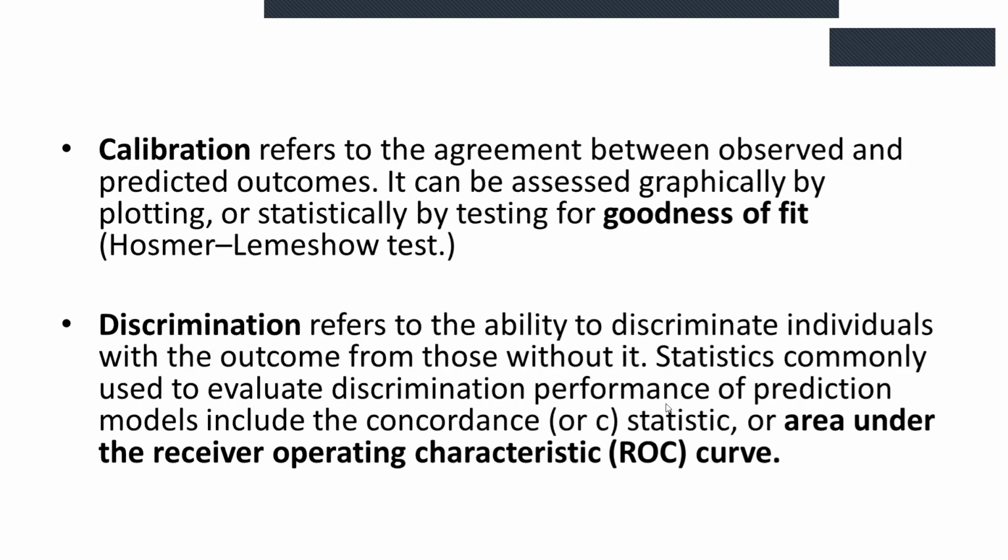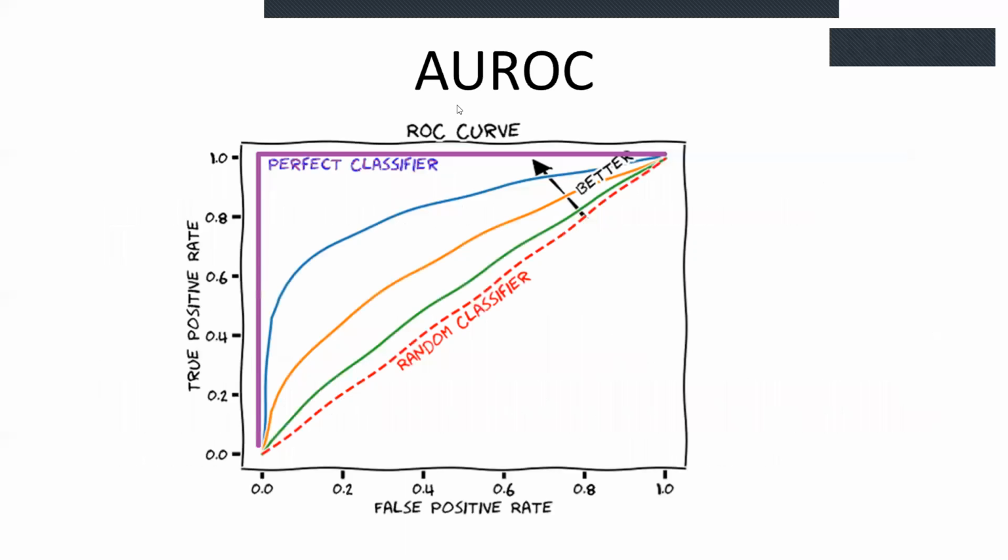So the statistics used for this would be the C statistics, the concordance statistics, or more commonly the area under the receiver operating characteristic curve. So this is the area under the ROC. This is a graph basically plotted with the true positive rate versus the false positive rate. That is sensitivity on the y-axis and 1 minus specificity on the x-axis.